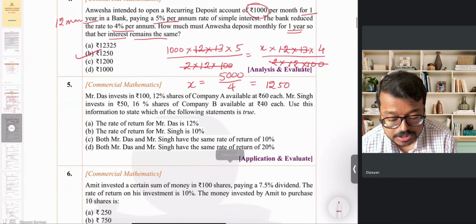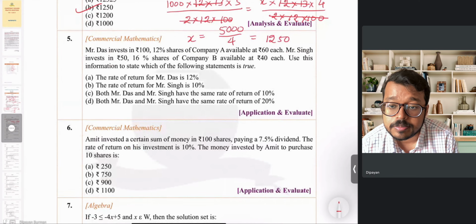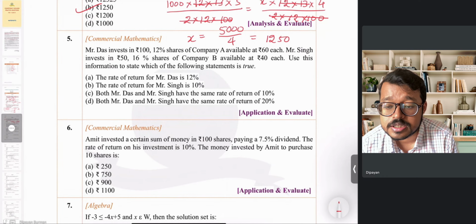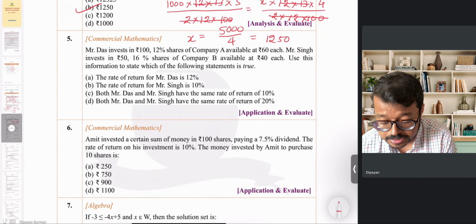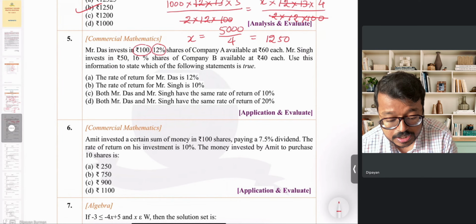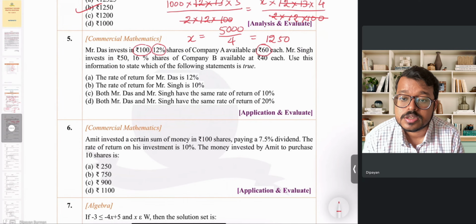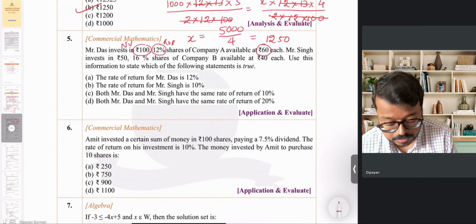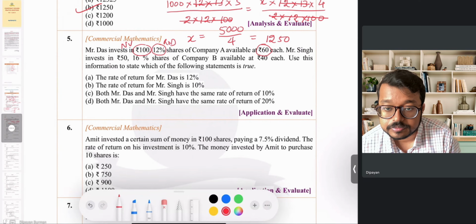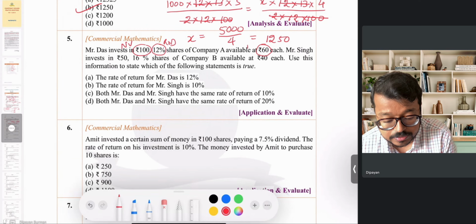Next, we have a question from shares and dividends. There are two people who are investing in different companies, and these are the details which they have given. Now, they are asking us to compare the rate of return. So, for example, Mr. Das invests in 100 rupees, 12% shares of company A available at 60 rupees. So, from this statement, I know that 100 rupees is nominal value, 12% is rate of dividend, 60 rupees is market value.